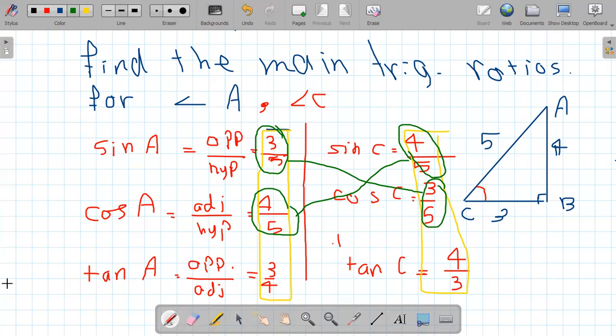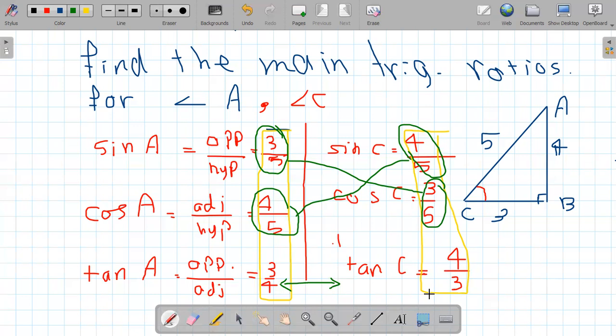So I have a rule here. If any two angles are complementary, then the sine of one of them equals the cosine of the other, and vice versa. Cosine of one of them equals sine of the other one. Do you understand? But what is the relation between tan of these two angles? They are reciprocal, multiplicative inverses. So if the sum of two angles equals 90 degrees, then the tan of one of them is the multiplicative inverse of the other. Do you understand? Yes. Okay.